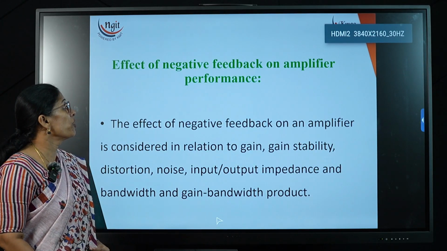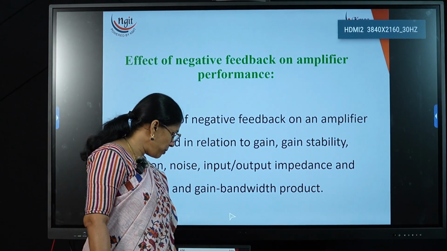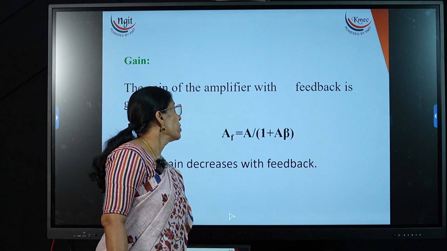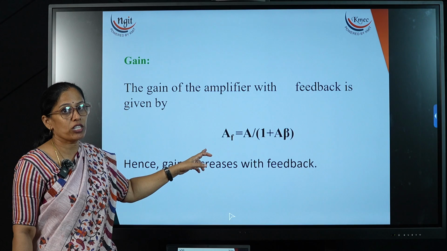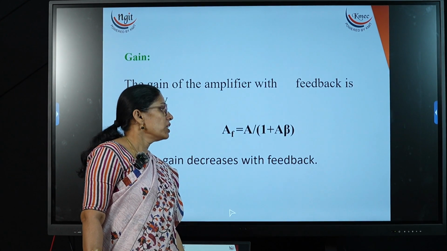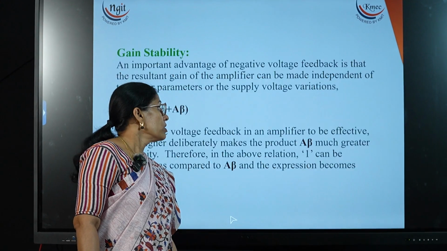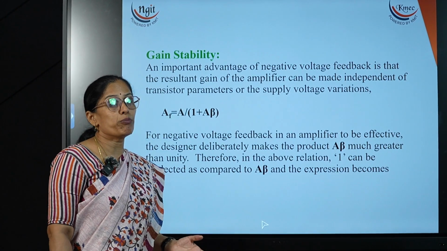Now, effects of feedback on the amplifier. What happens if we apply the feedback? Here the gain is reduced. Just now we derived the negative feedback expression, AF is equal to A by 1 plus A beta. With this, what did you understand? The gain is reduced. But what happens if the gain is reduced? Stability is increased, the stability is improved.